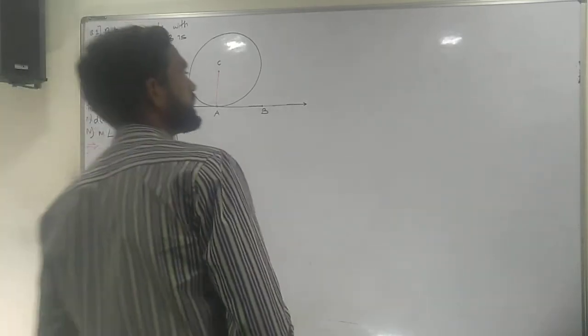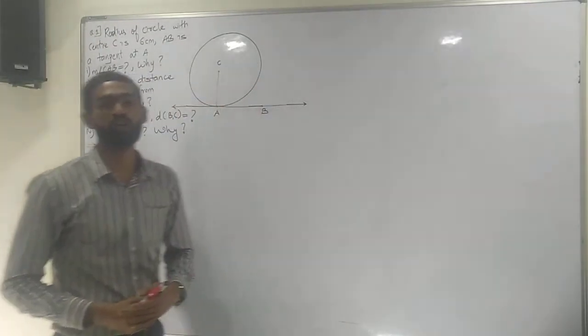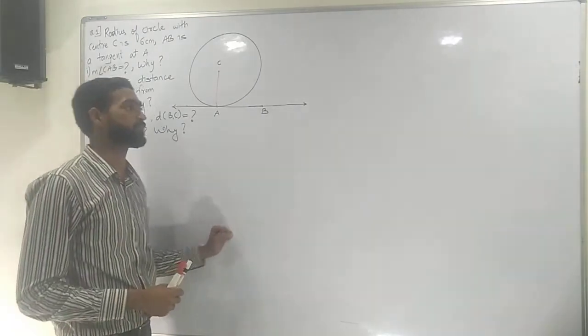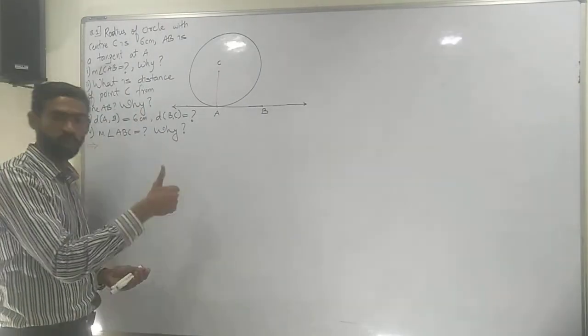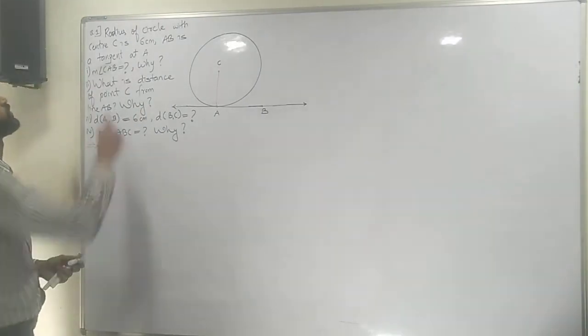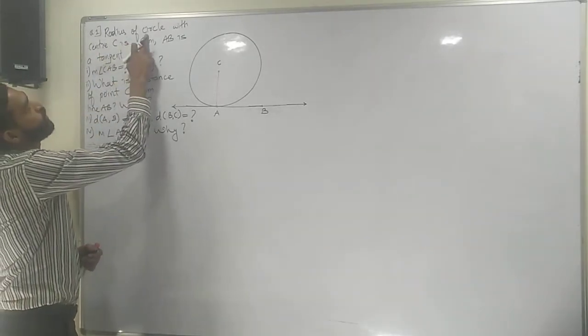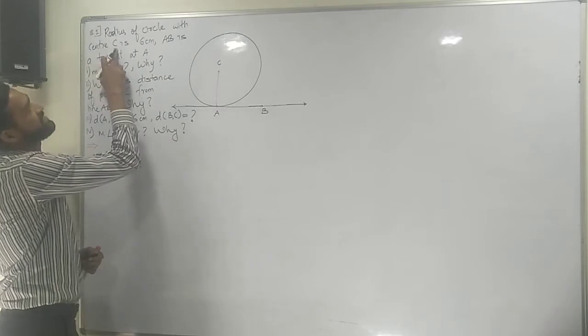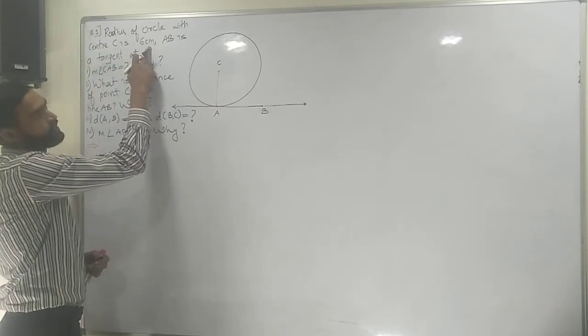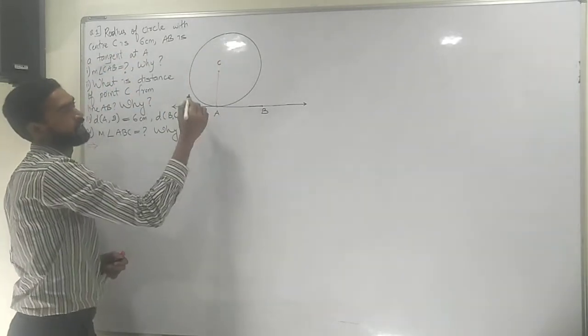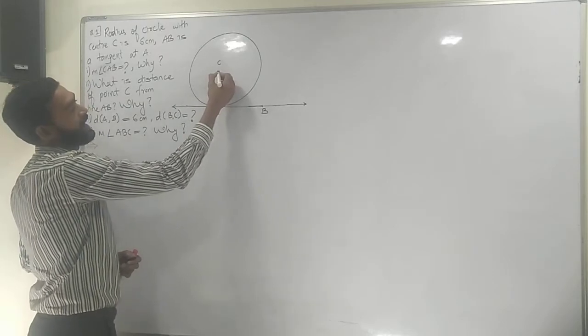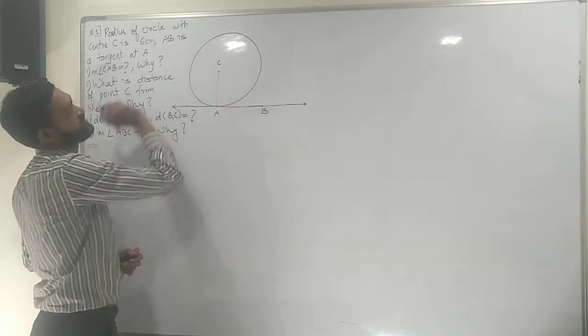Hello, good morning students. Today we'll start one of the heavyweight chapters, circle. Practice set 3.1. So let's begin with the first sub question. The question is: the radius of a circle with center C is 6 centimeter. So this is the circle with center C having radius CA as 6 centimeter.